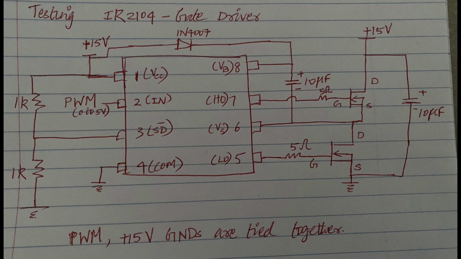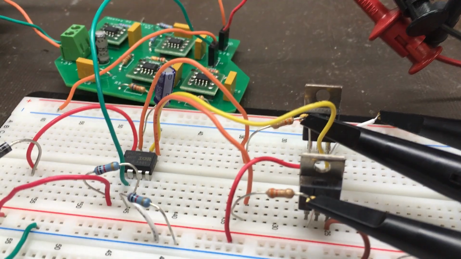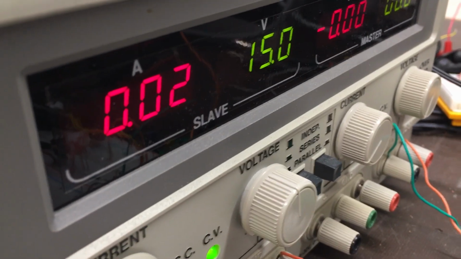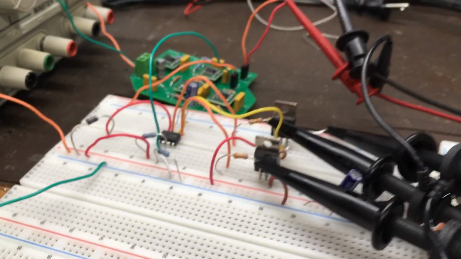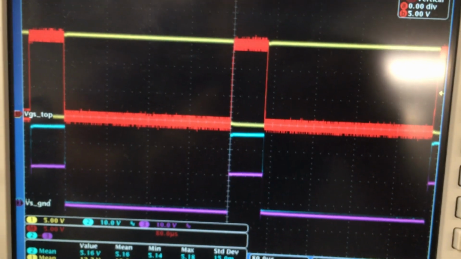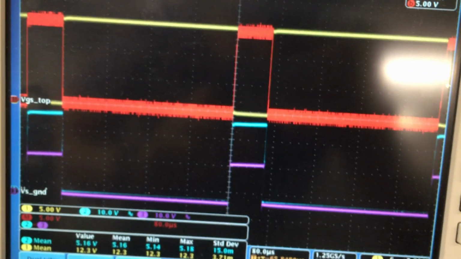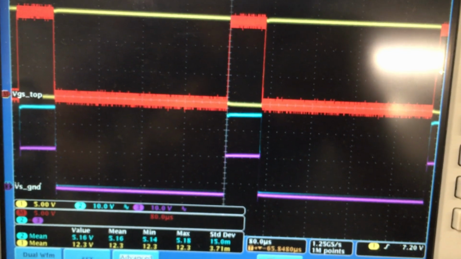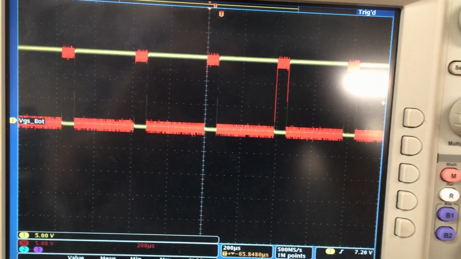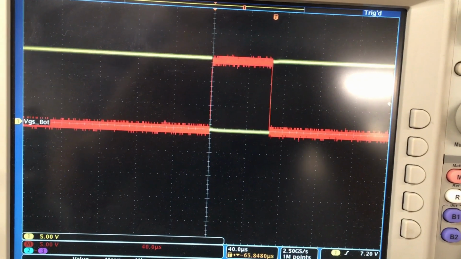The scope is connected so as to get the gate to source voltage of the top and the bottom devices. I've used a math function in the scope to get the gate to source voltage of the high side MOSFET since the measurements are referenced to the ground of the power supply. We can see that the gate driver beautifully provides the required voltages for the power MOSFETs to turn on and turn off.